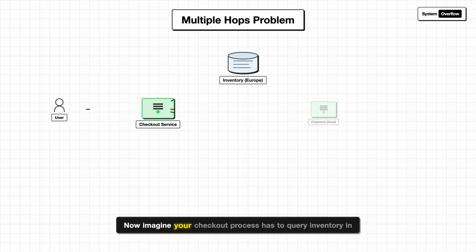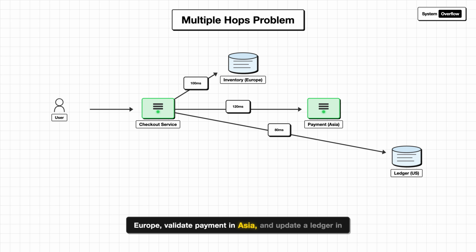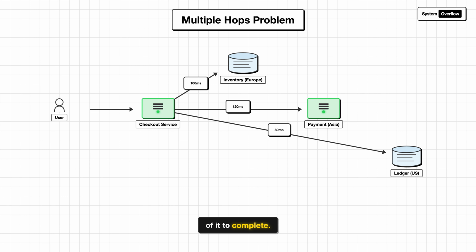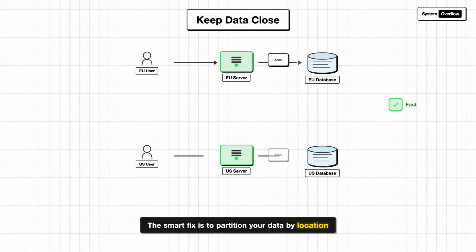Now imagine your checkout process has to query inventory in Europe, validate payment in Asia, and update a ledger in America. Every single one of those hops adds geographic delay, and your user's just sitting there waiting for all of it to complete. The smart fix is to partition your data by location. European users write to European databases. US users write to US databases. And now almost everything stays local and fast.